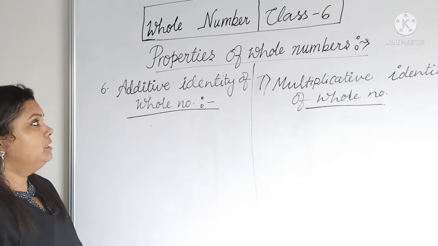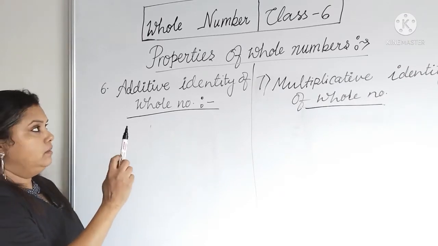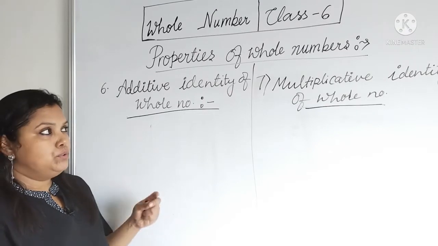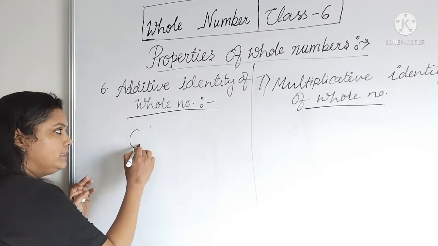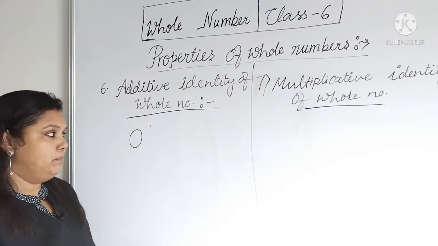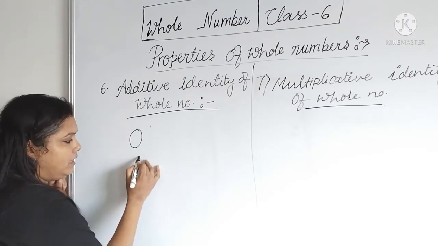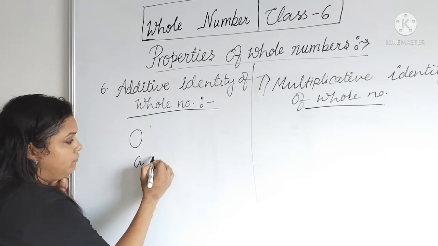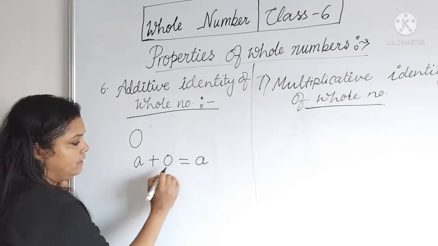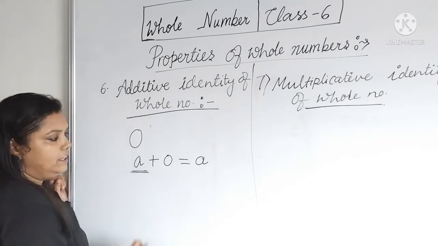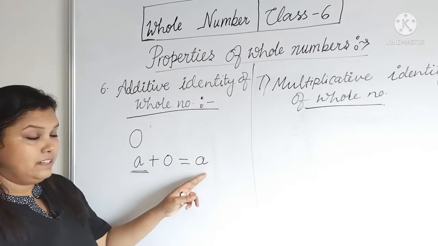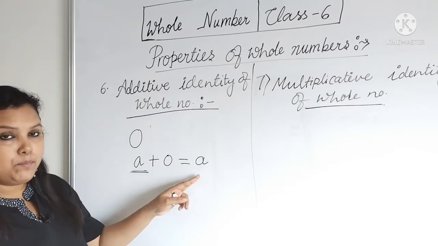Okay, moving to the other property, that is property number 6, additive identity of whole number. So 0 is the additive identity of any whole number. That means if A is a whole number, when we add 0 to it, it will give A. That means the identity of this A, the whole number, is not changing. It remains the same. We will get the same whole number.